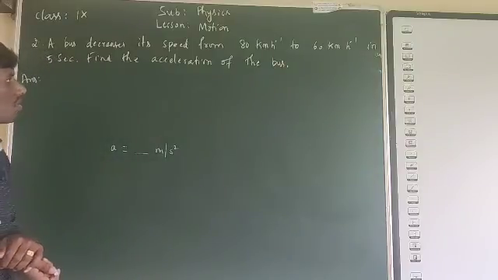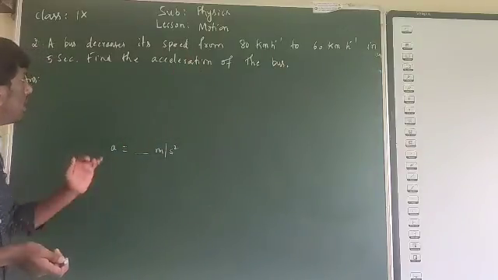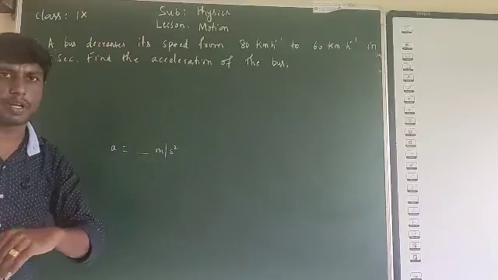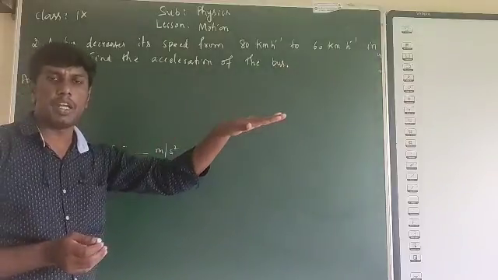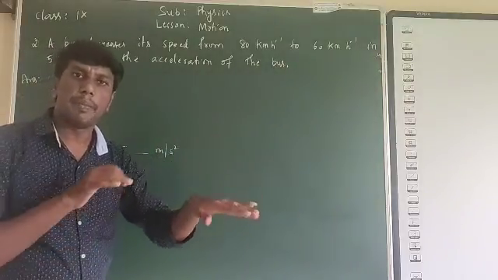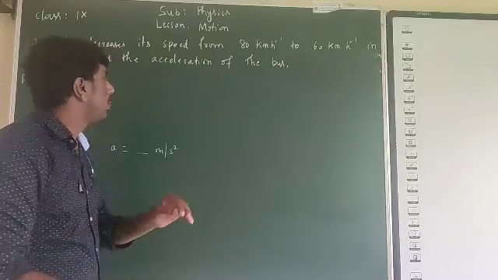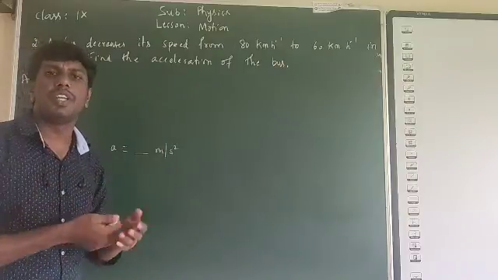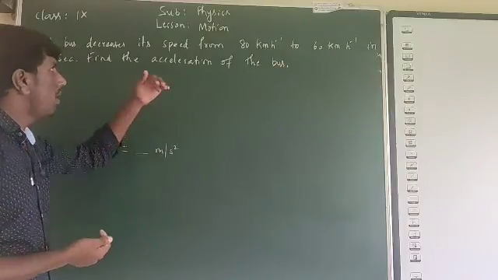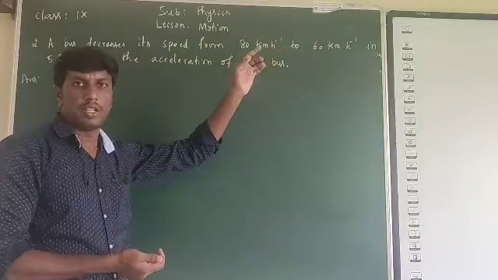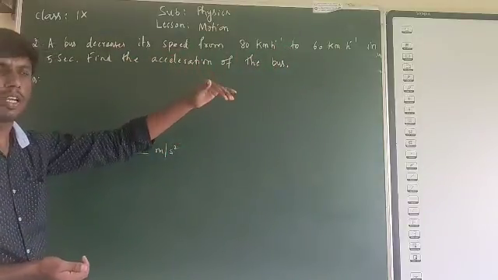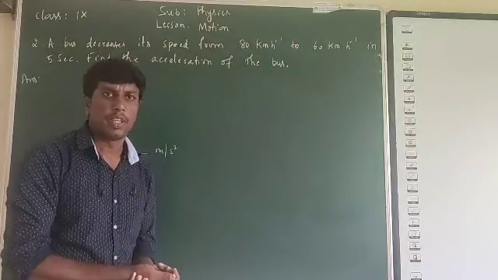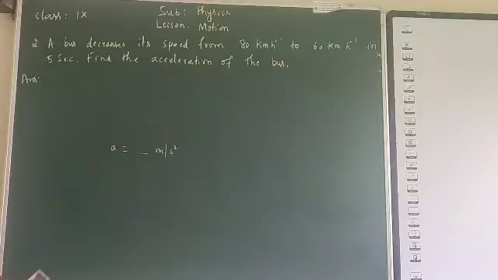Now, in the question, they have given that it decreases its speed from 80 km per hour to 60 km per hour. The vehicle will be going at 80 km per hour, so it will decrease its speed by applying the brake. It will come to 60 km per hour in 5 seconds. Find the acceleration of the bus. So what would be the initial velocity here? Obviously, the initial velocity is 80 km per hour, because it is decreasing. 60 km per hour will be the final velocity. So you can make a note of that.